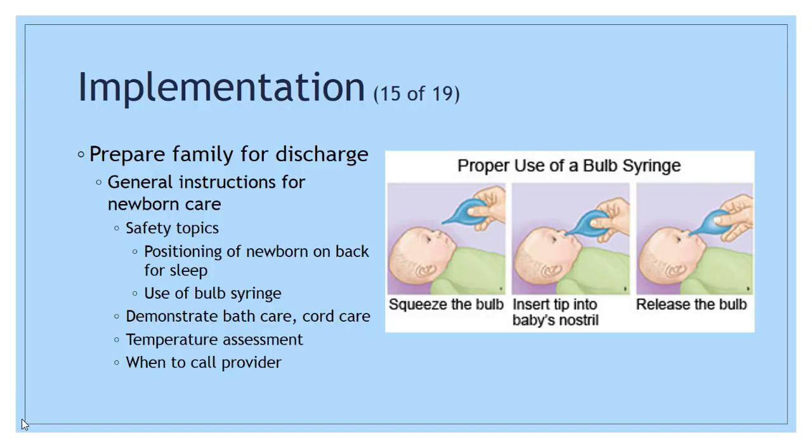We want them to know how to place them to sleep when they go home. So putting them on their back to sleep. We want them to know how to use the bulb syringe. It's not effective to stick the bulb syringe in the nose and then squeeze it. We want them to squeeze it, stick it in the nose, and let it go. You have to teach people these things because many people really don't know. You want them to demonstrate a bath and cord care and how to take a temperature and when to call the provider prior to them going home. You want them to tell you these things and to show you these things.